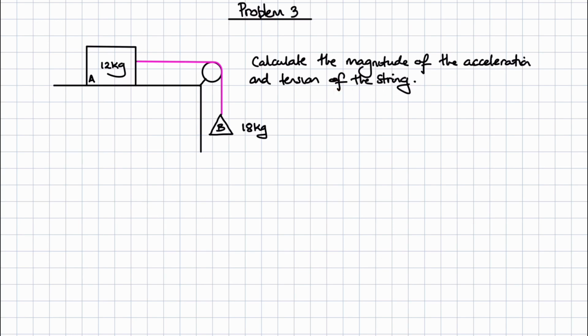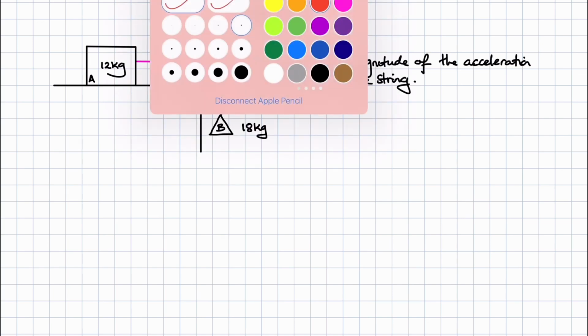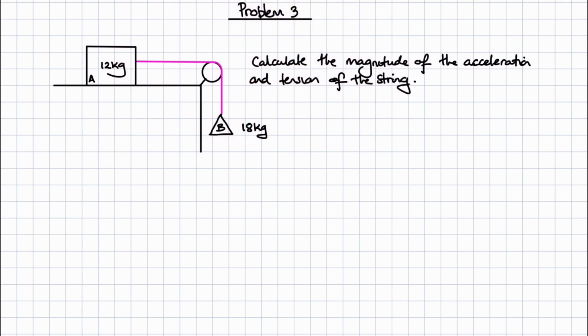So once these objects are released from rest, they will be in motion, and if they will be in motion, we will need to use Newton's second law. Before we do that, let's go ahead and start labeling the diagram. Let's start indicating all the forces. Let's focus on particle A. Particle A will have a weight acting downwards of magnitude 12g newtons.